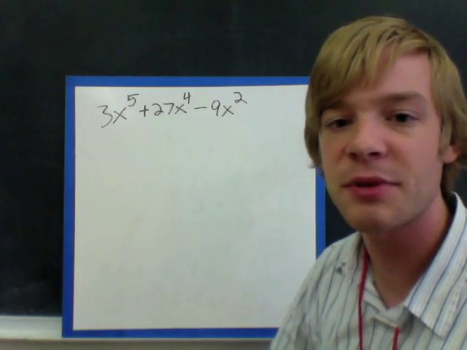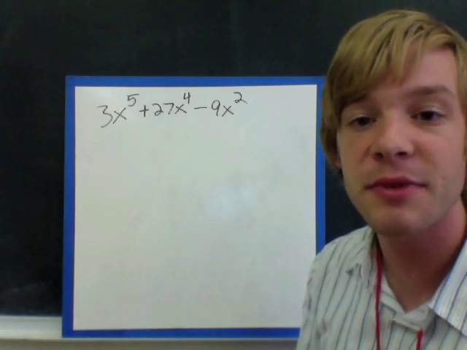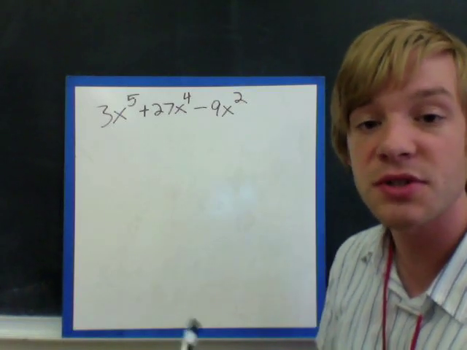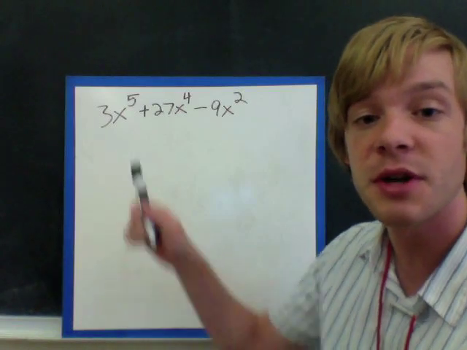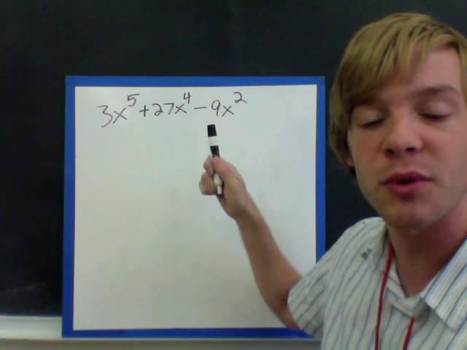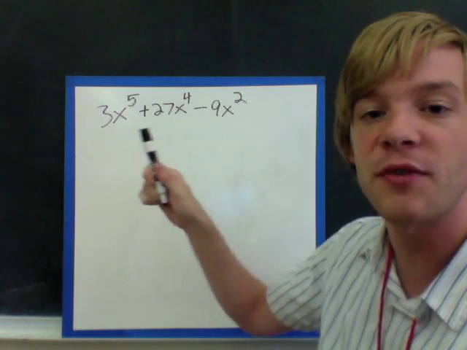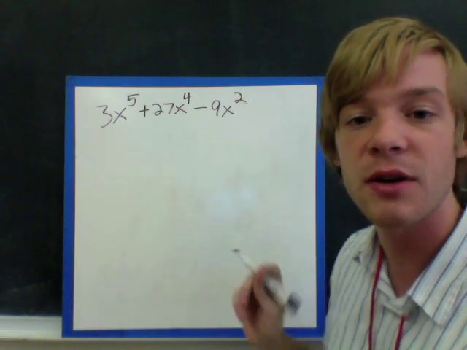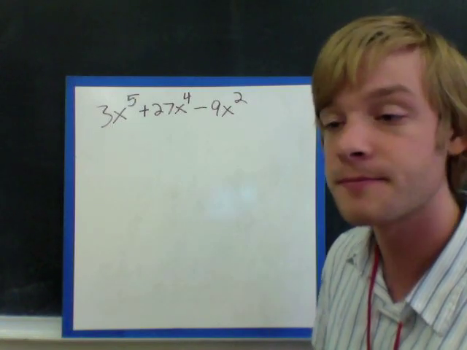So in this example here, we've got a few more x's, but we're really doing the same thing that we did in the last problem. Let's start just by finding the greatest common factor of our numbers. So we have 3, 27, and negative 9 that we're looking at. We're not worrying about the powers for the moment. We're just looking at the coefficients, the numbers in front. So 3, 27, and negative 9. Well, the largest number that can divide all of those is going to be 3.